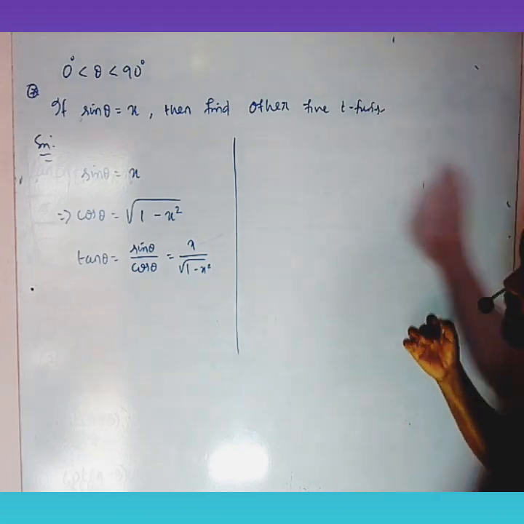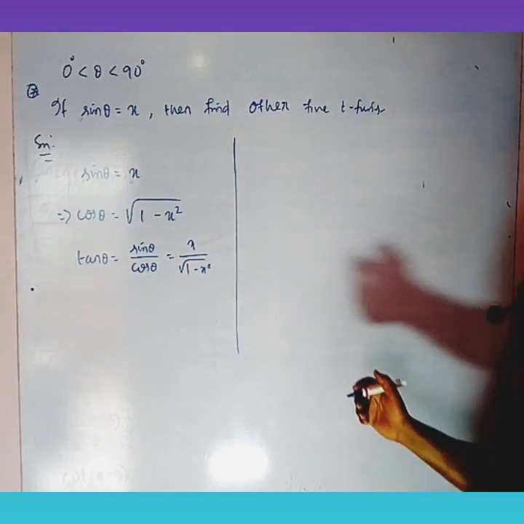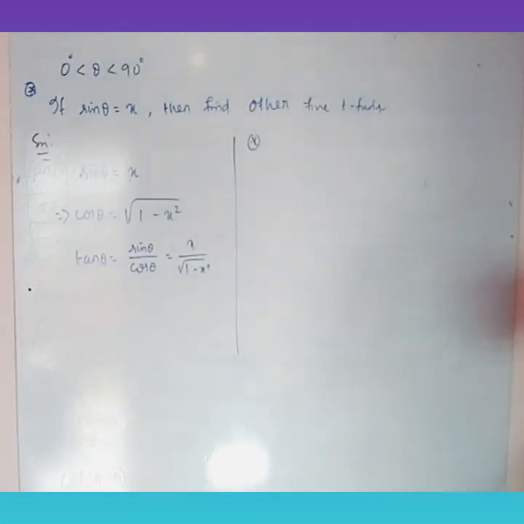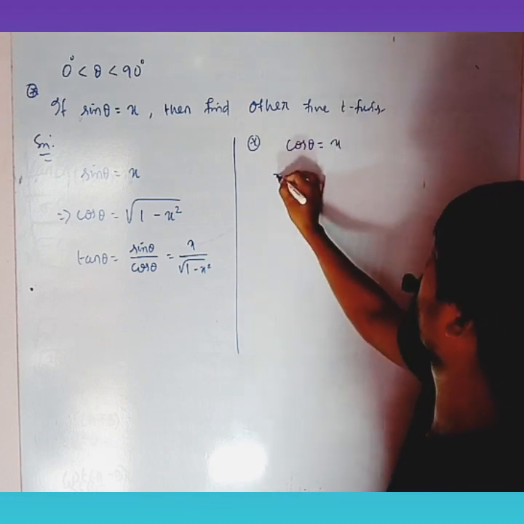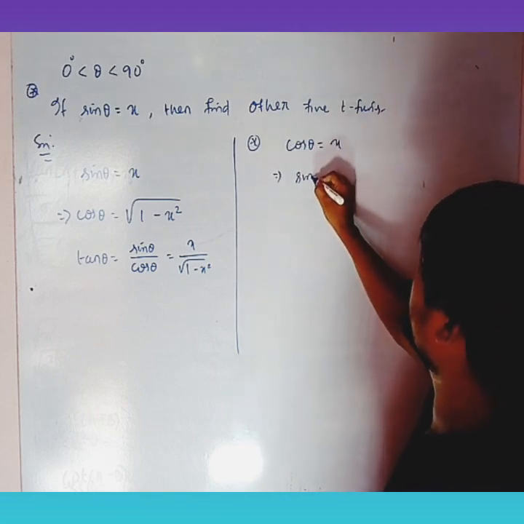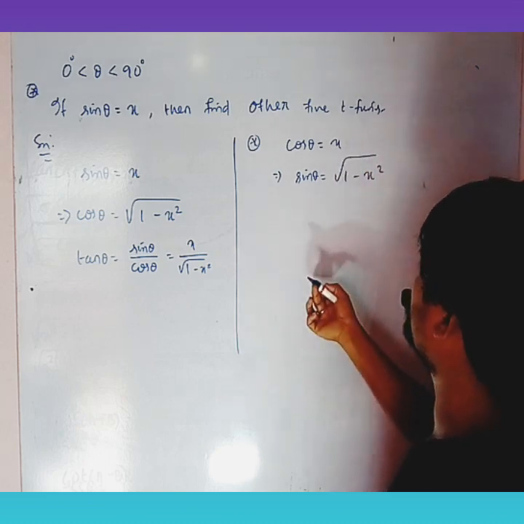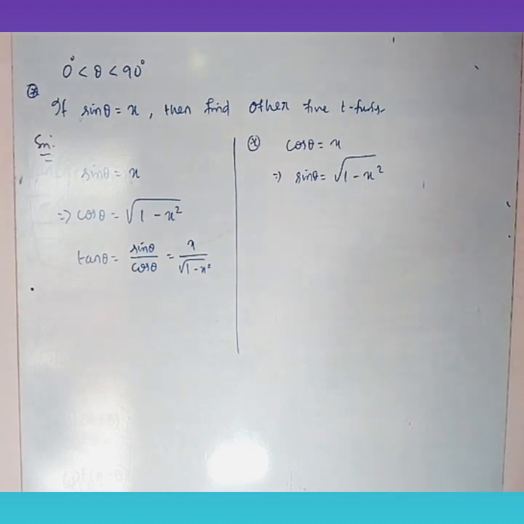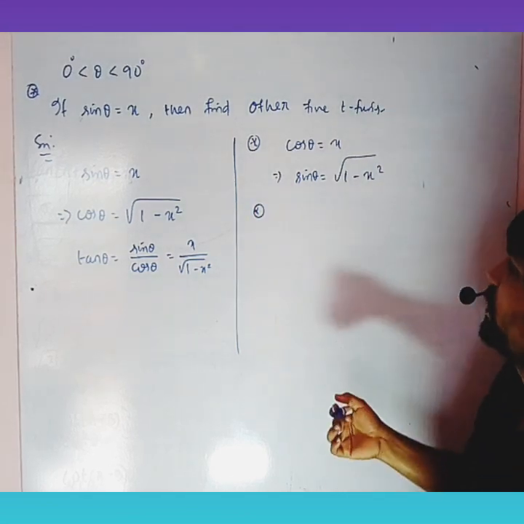Similarly, if cos theta equal to x, then find other trigonometric functions. If cos theta equal to x, then immediately we can find sin theta, which implies sin theta equal to square root of 1 minus x square. Then we can find tan theta, sin theta by cos theta, cot theta, cos theta by sin theta, or 1 by tan theta, and others.